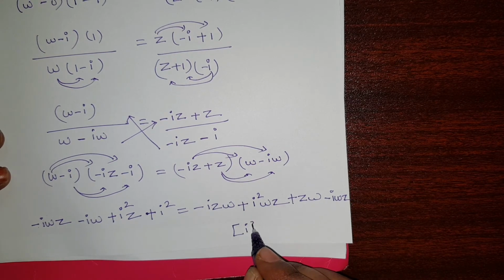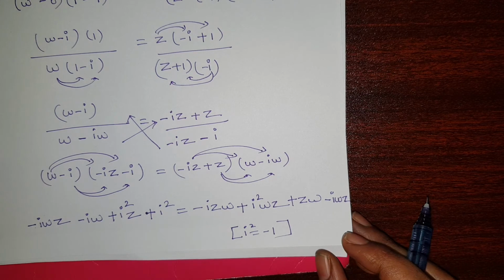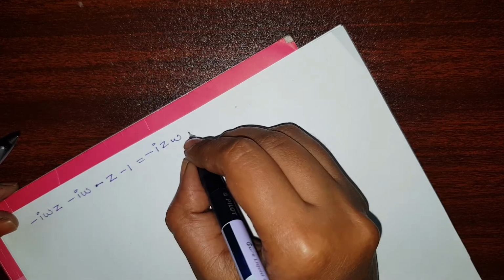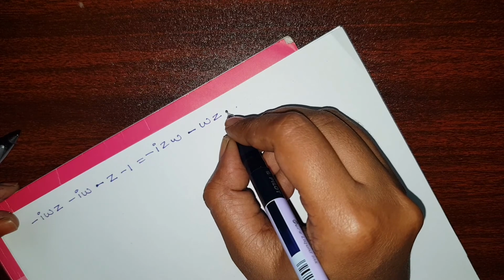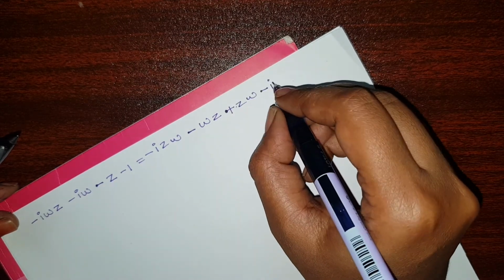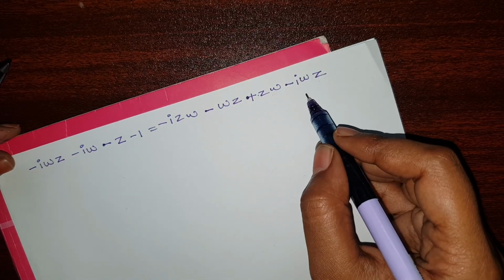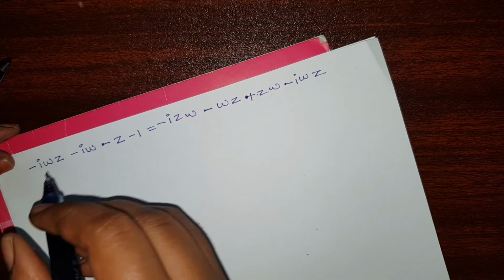We know the value of I square equal to minus 1. In complex analysis, the value of I square equal to minus 1. Then substituting the value of I square, the next step becomes minus IWZ minus IW minus Z minus 1 equal to minus IZW minus WZ plus ZW minus IW. This is our simplification after using the value I square equal to minus 1.